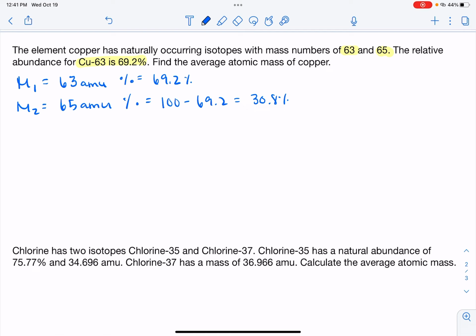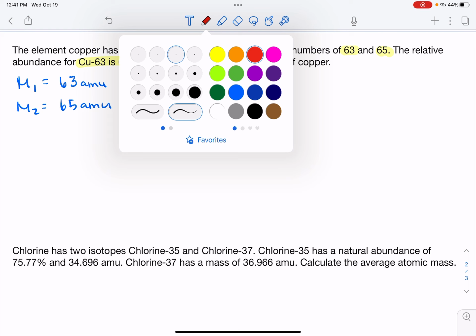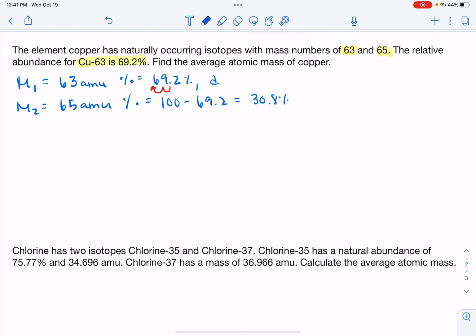So now I have the masses and the percents, but now I have to take it a step further and convert that percent back into decimal form. So how we do that is we take our number and divide it by 100. So you can either divide by 100 in your calculator, or you can just move the decimal 2 places to the left. Okay? And this is going to give us that our decimal for this is going to be 0.692. And our decimal for our second mass is going to be 0.308. Okay?